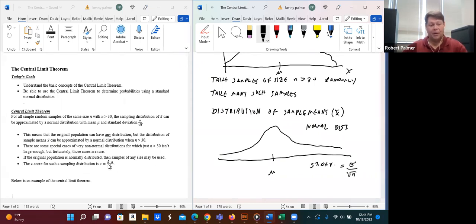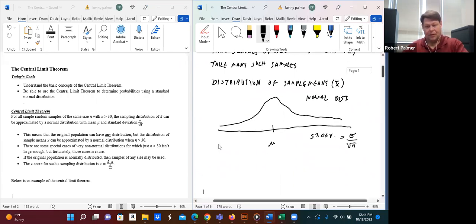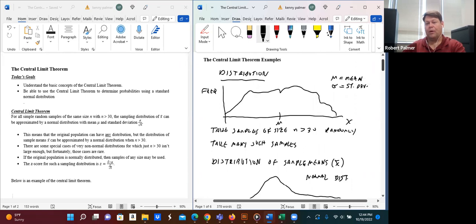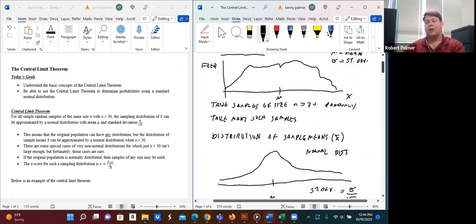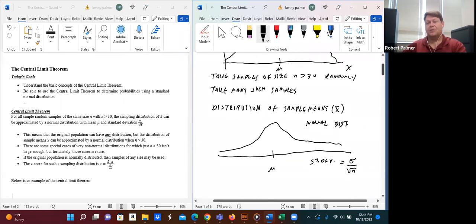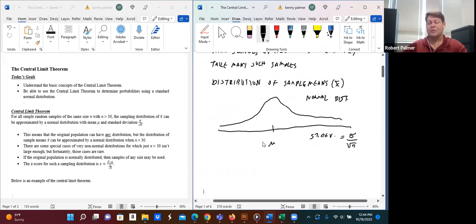We can also do a z-score, just like we've done z-scores in the past, where this time instead of x, we use x bar, the average of one of those samples, minus mu, and our standard deviation is now this new standard deviation of sigma divided by the square root of n. So if we're taking samples of size bigger than 30, I can use standard normal distribution techniques to find probability.